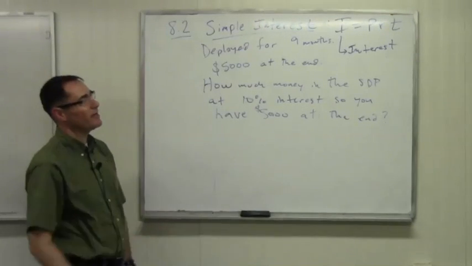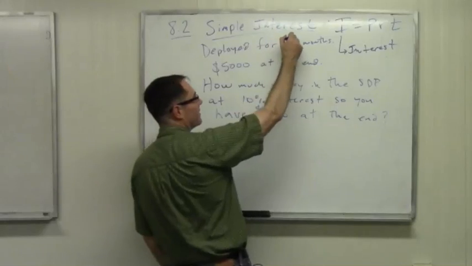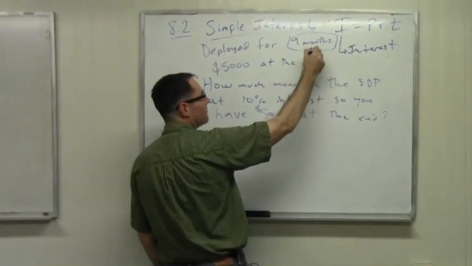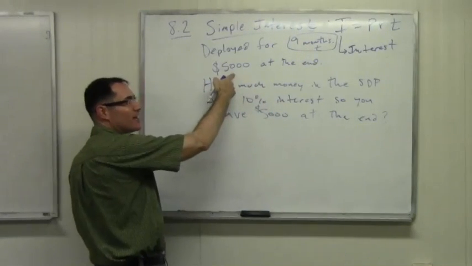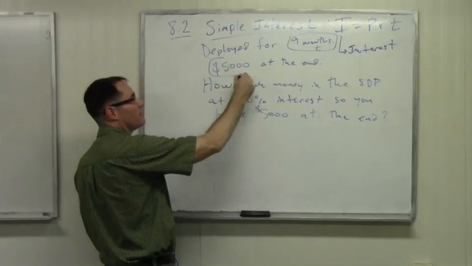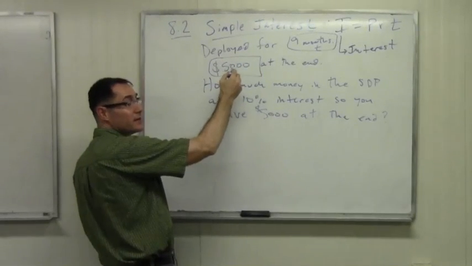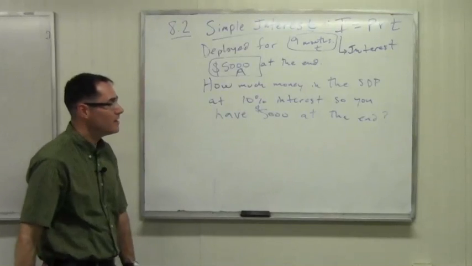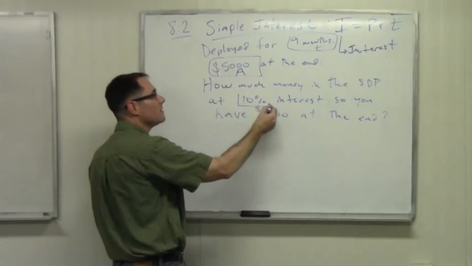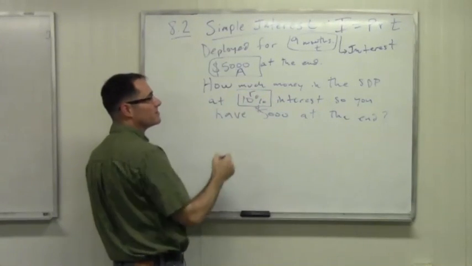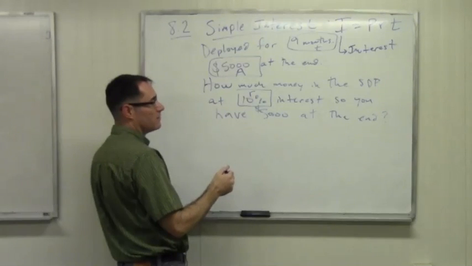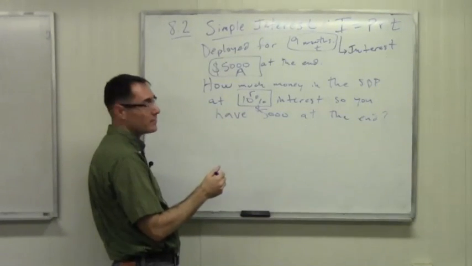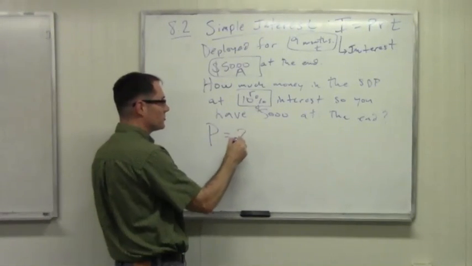Let's look at what we're given again. What's the 9 months going to tell us? Time, T. What's the $5,000 at the end going to tell you? That's the future value, A. What's the 10%? The rate. What are we missing? The principal. So the principal is what we want.